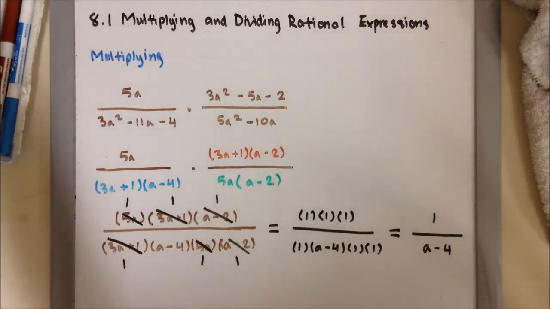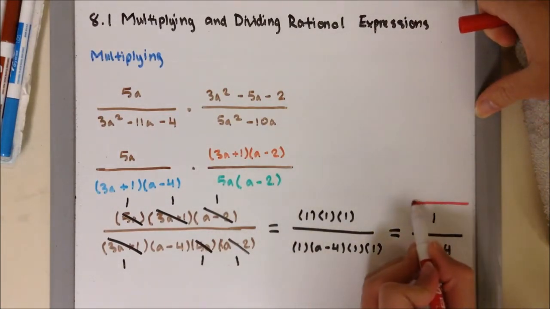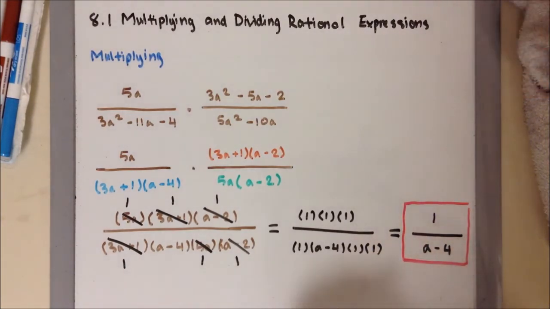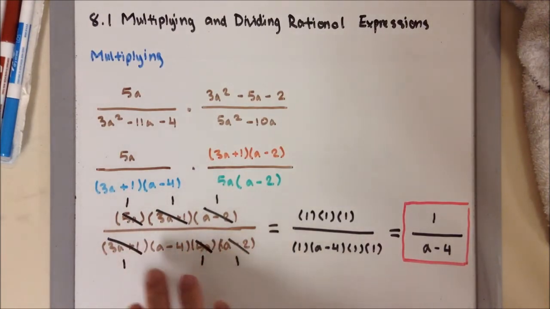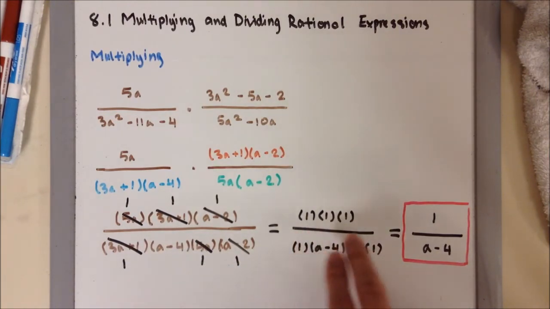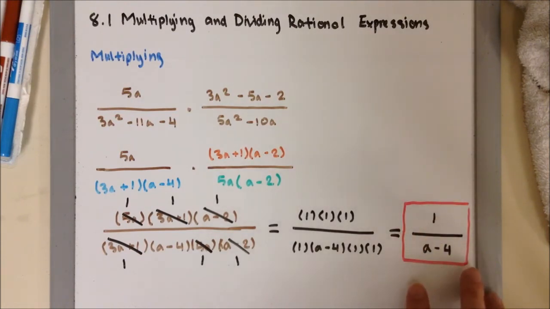So checking my answer, there's nothing I can do to simplify it any further, so this will be my final answer. So again, to review this example, here I wrote this step by step, meaning when I divide common factors, they all become 1, and I rewrote them here to remind myself that in the numerator, I still have 1 times 1 times 1, which is just 1. And then in the denominator, I have 1 times the factor a minus 4 times 1 times 1, which is a minus 4. And then when I rewrote and finalized my answer, it's still in the form of a fraction.